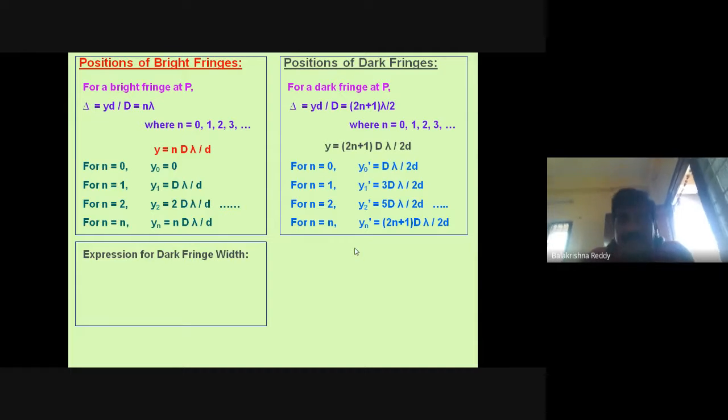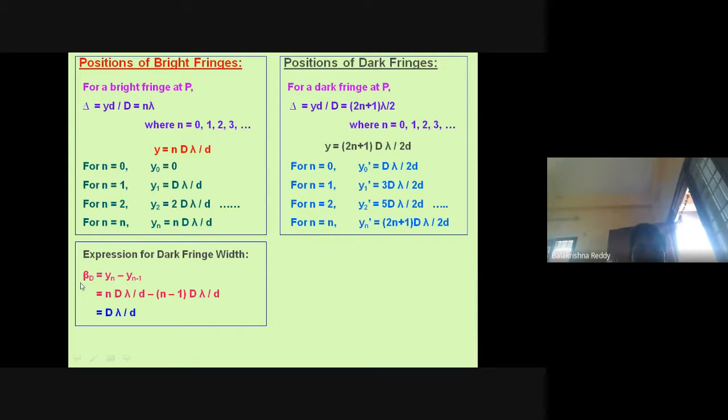Remember, simple logic, I'll tell you. To find how wide the dark fringe is, I should know the positions of the bright fringes before and after the dark fringe. If I subtract those positions, I'll get the dark fringe width. Look at here.